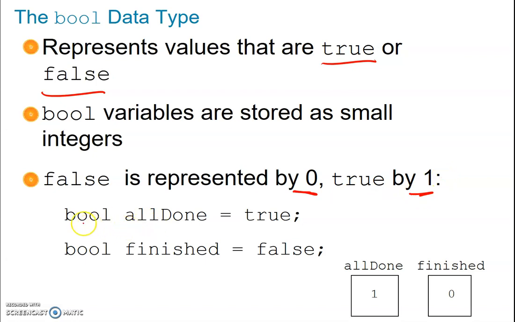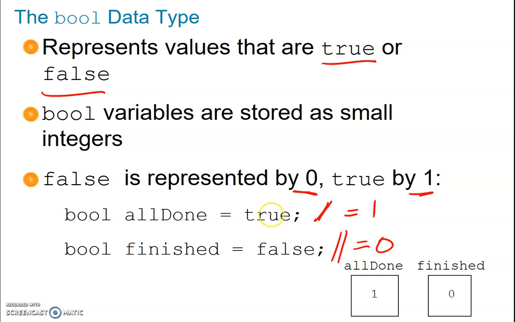So here we can see they declared bool all done equals true. Now you can assign it. So this will assign all done to equal 1. This will assign all done to equal 0. Okay, and that's what gets stored in memory.